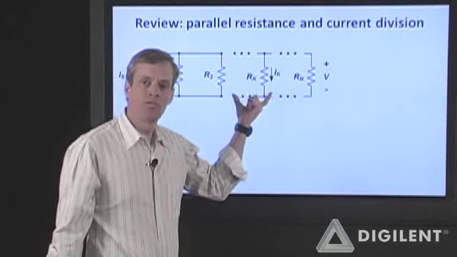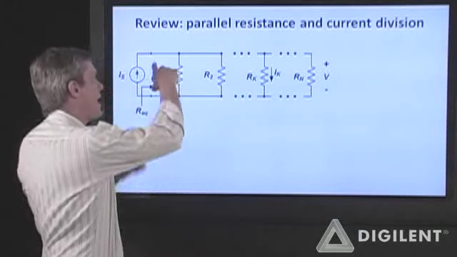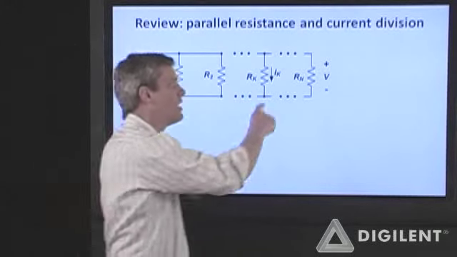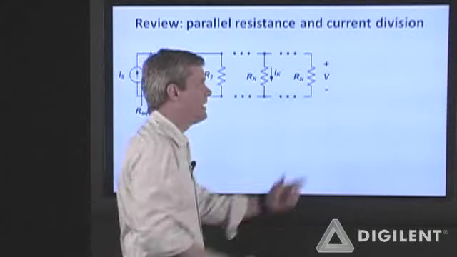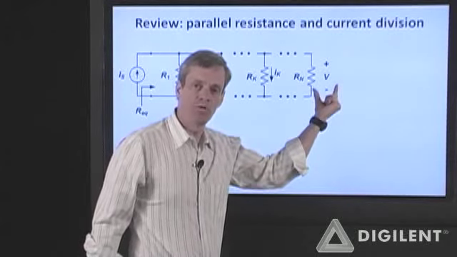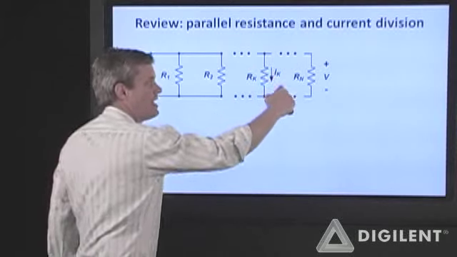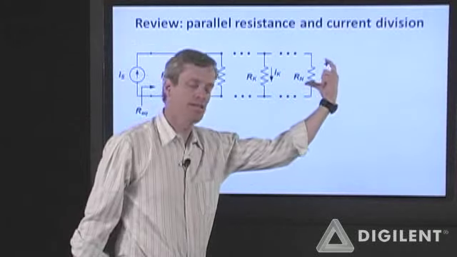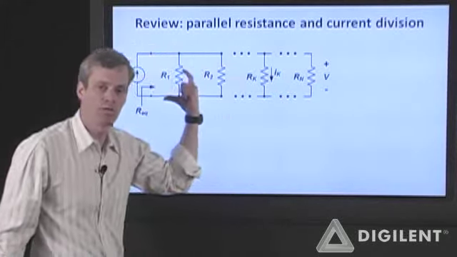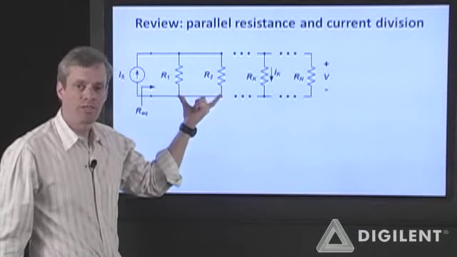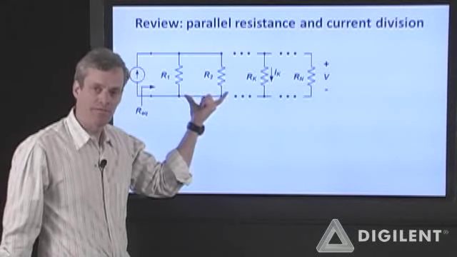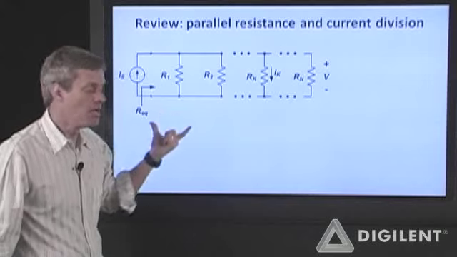Parallel combinations of resistors are as shown. I have a current source here. These resistors are in parallel. They all share the same voltage drop V. If I do KVL around any of these loops, I will find that each of these resistors has the same voltage drop. Since they have the same voltage drop, by definition, they are in parallel.